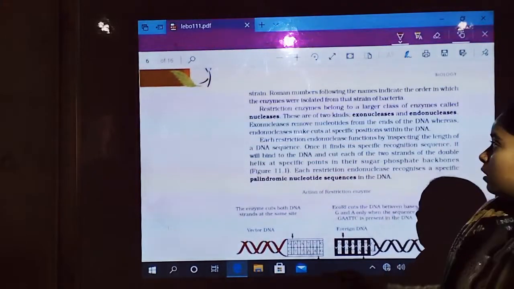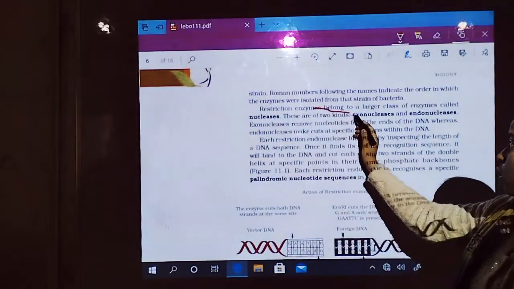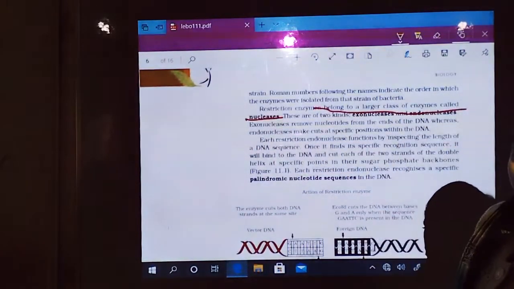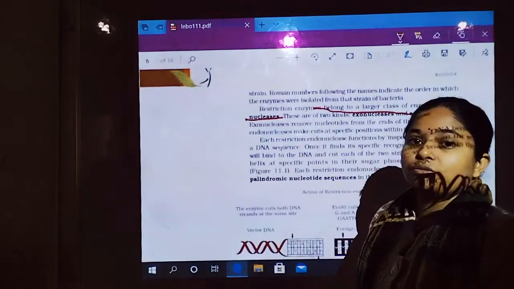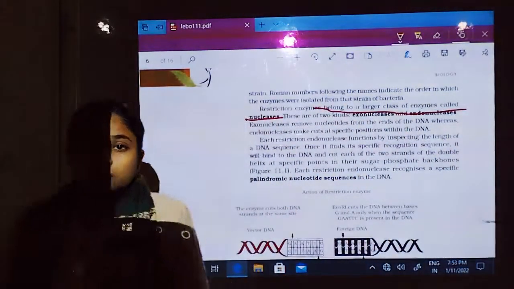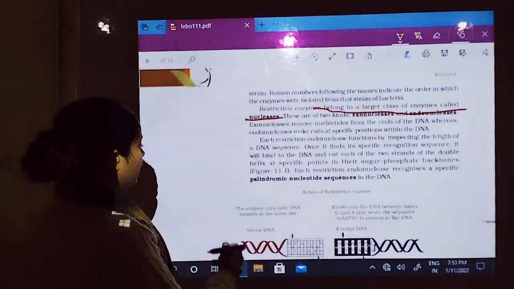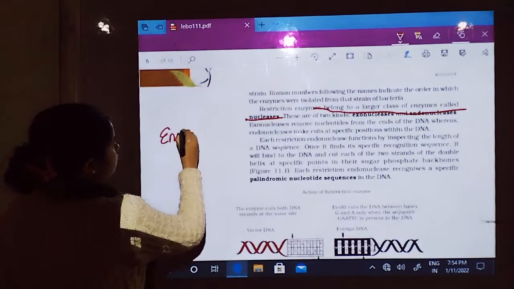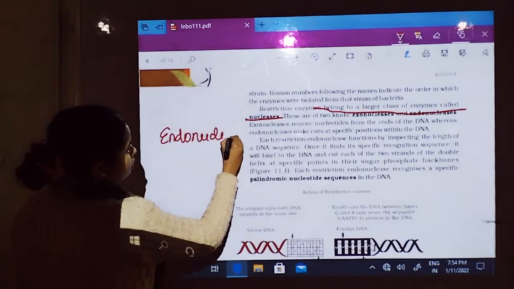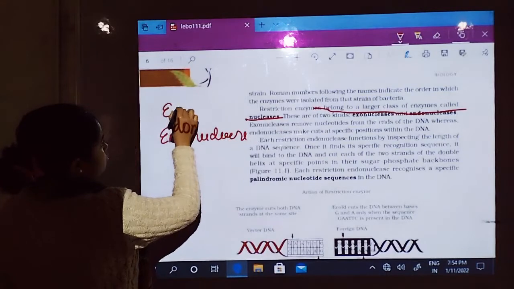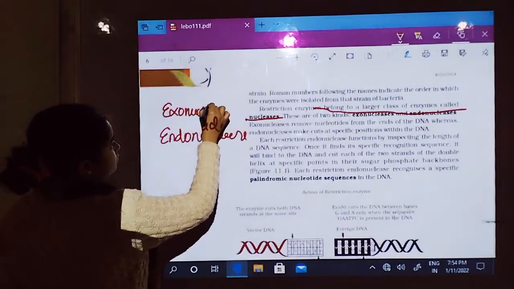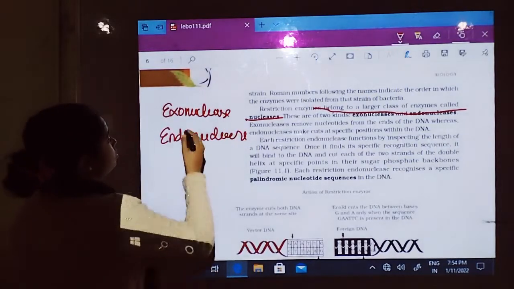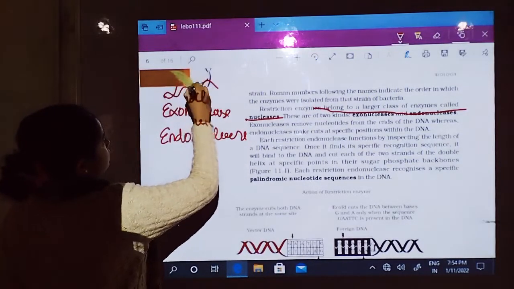Second, the restriction enzyme belongs to the larger class of enzymes called nucleases. What are nucleases? Mostly two kinds of nucleases are found in living organisms: endonuclease and exonuclease. Here is double stranded DNA.